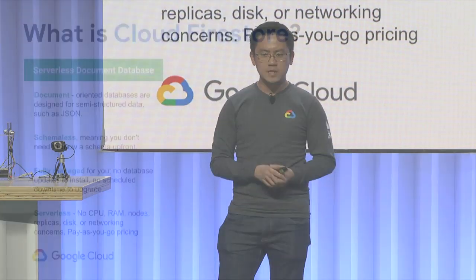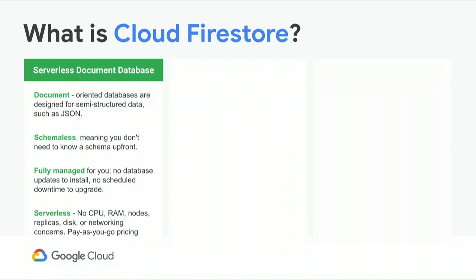As mentioned, it's a document-oriented database, which means that it's designed to store and manage semi-structured data, such as JSON objects. It's completely schemaless, meaning that you don't need to design your schema upfront, so that you can continue to evolve your application without having to worry about coordinating structural changes to your database, and you can update your application as and when you need it.